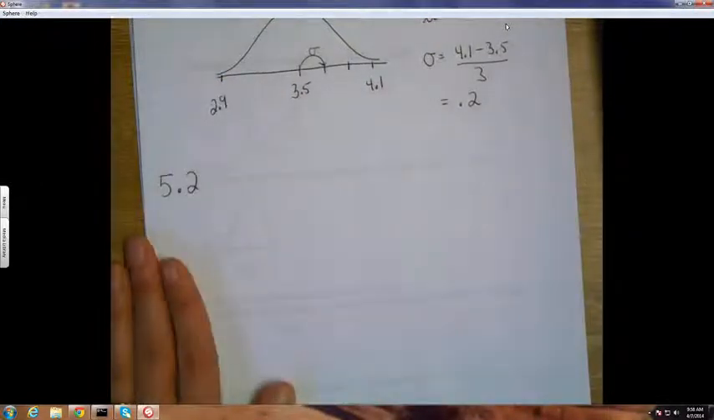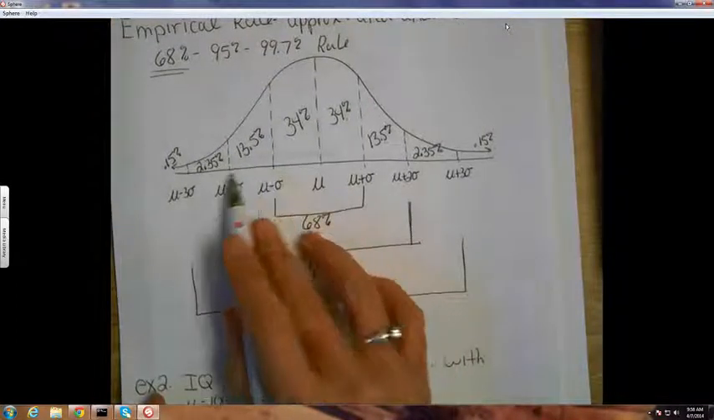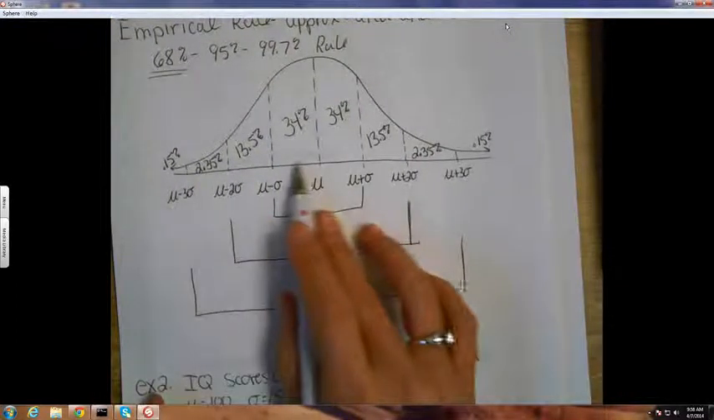5-2. So what we want to be able to do is get probabilities for things that aren't exactly on 1, 2, and 3 standard deviations away. Maybe we're closer in here.